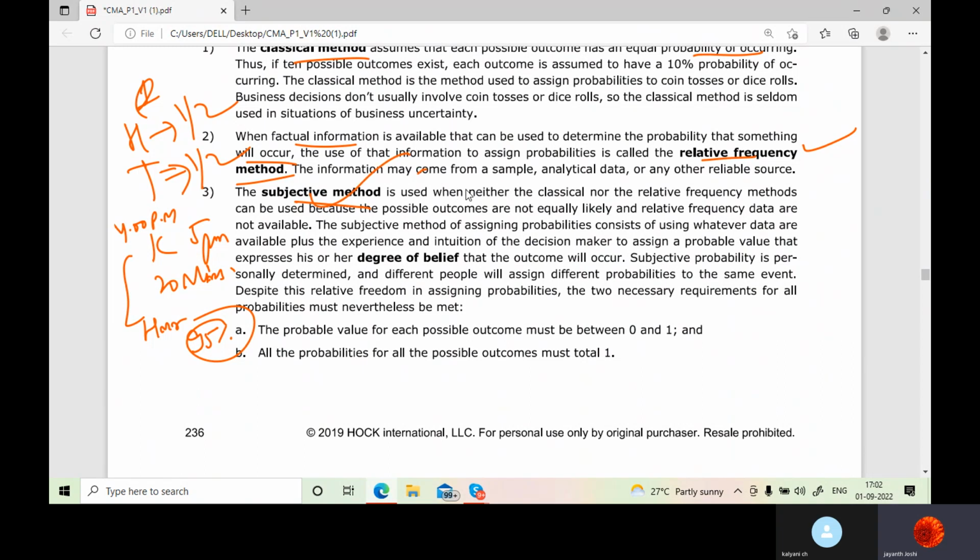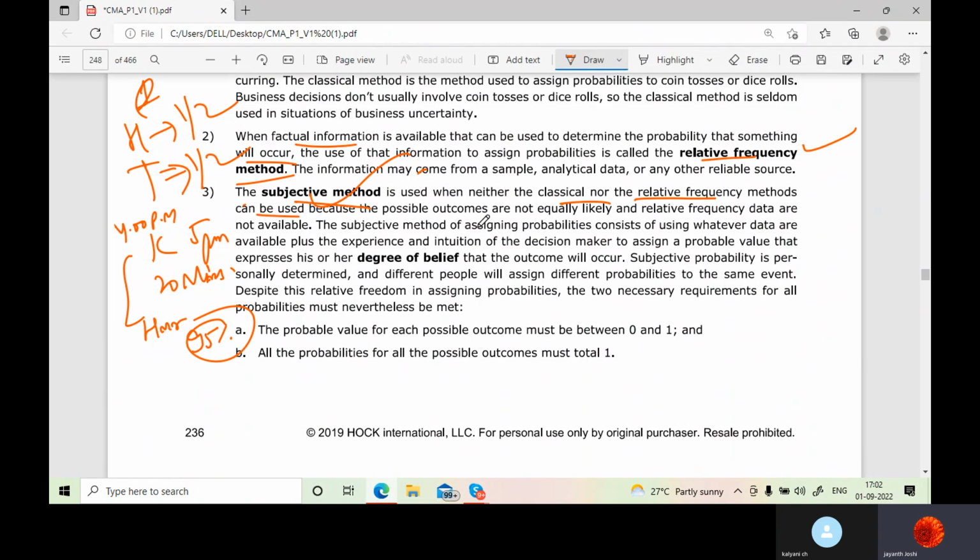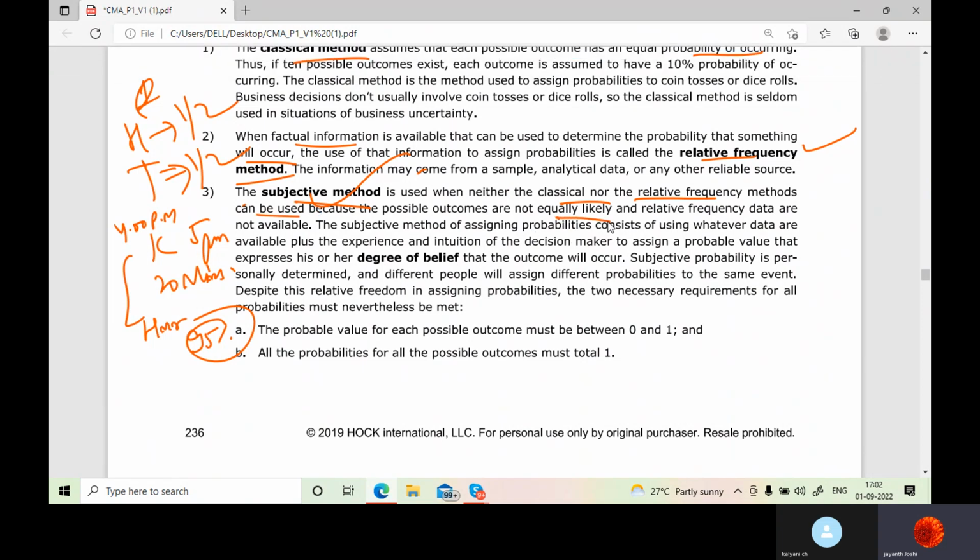The subjective method is used when neither the classical nor the relative frequency method can be used, because possible outcomes are not equally likely and relative frequency data are not available. That means you don't have frequent data which is occurring frequently, and you don't have chances that something can occur. So here you have to find out the probability based upon your beliefs. That means you have to apply your intuition.